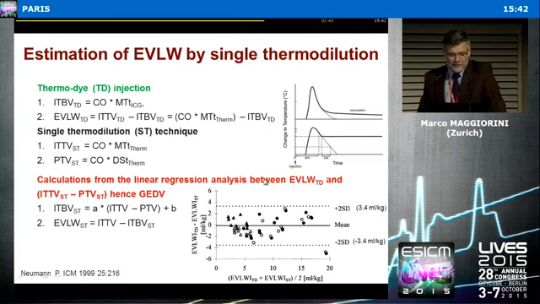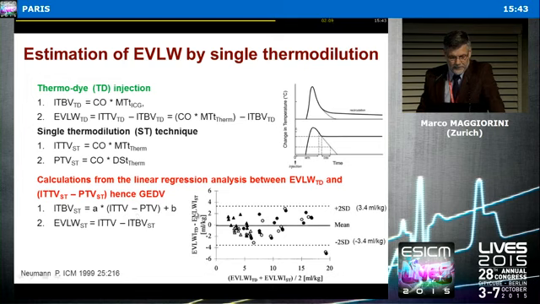If you then take the relationship between extravascular water calculated by the double dye-dilution technique and the global end-diastolic volume, which is nothing else than the difference between the thermal volume of the complete thorax and the thermal volume of the lung, then I can try to figure out and calculate what the intrathoracic blood volume is.